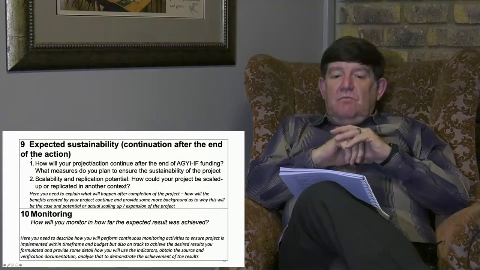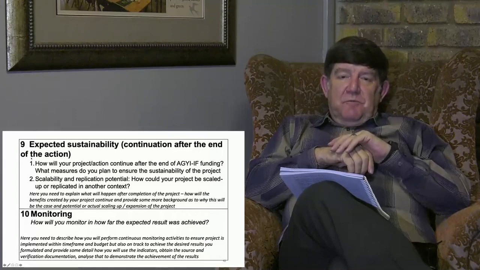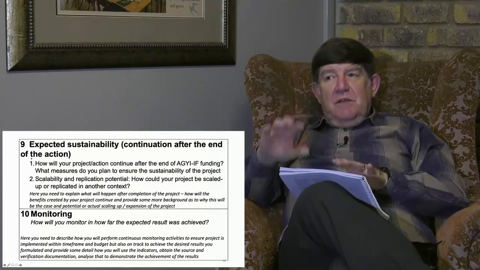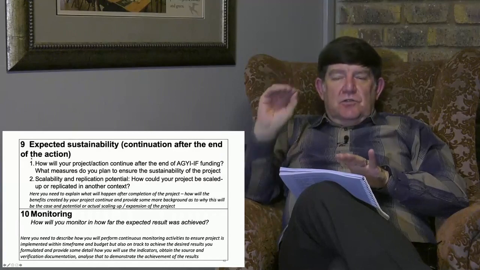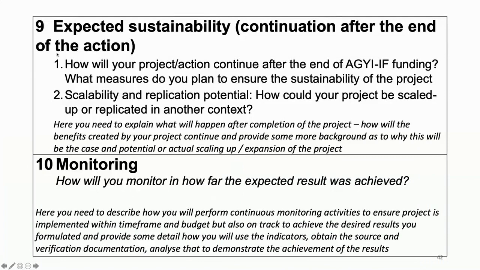Paragraph 10. How will you monitor to what extent the expected results were achieved? Once again, we refer back to the log frame. You've got your indicators, your sources of verification, your targets. Here you need to describe how we will perform this continuous monitoring process, from month 1, month 2, month 3, month 4, month 5. We are planning these activities for month 1; this is how we're going to monitor this process. We're planning these activities for month number 2; this is how we're going to monitor in month number 2. These are the processes we're going to put in place.